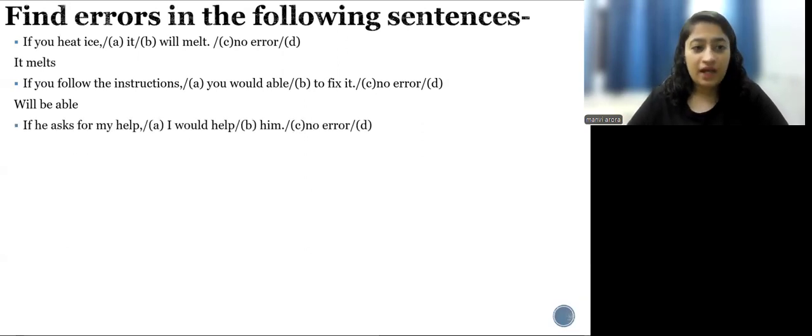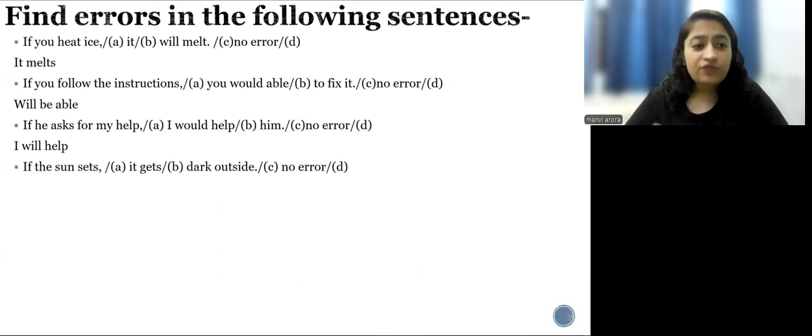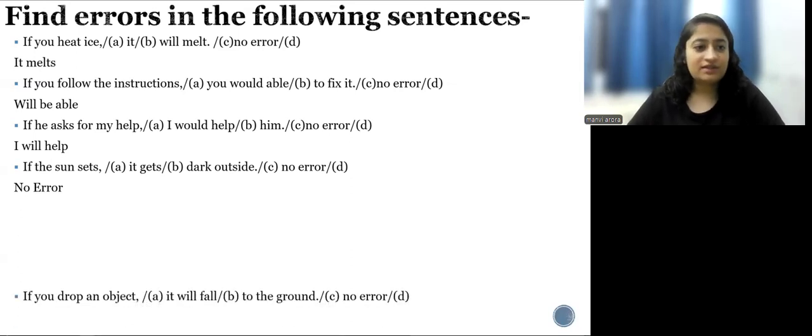If he asks for my help, I would help him. What do you think? Which part has an error? Okay, great. I will help. If he asks for my help, I will help him. Great. If the sun sets, it gets dark outside. What do you think? Yeah, it is a universal truth. It has no error. Both the clauses are in present indefinite tense.